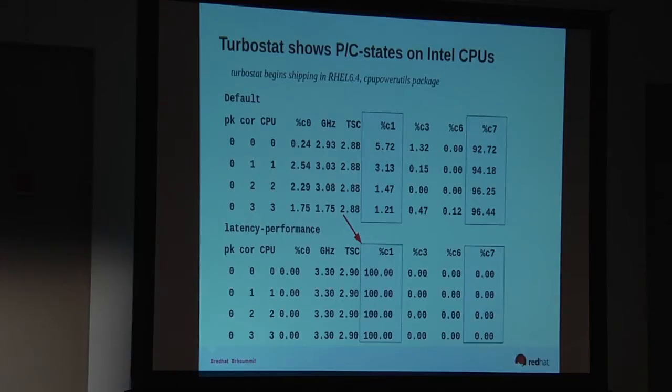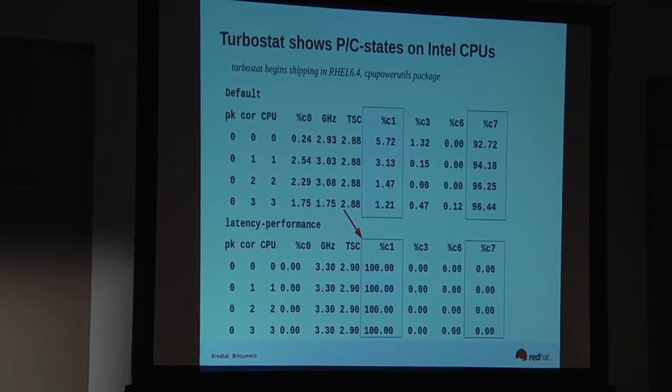But what we have here, if you look at the gray boxes, on the top side of this graph, we've got the default scenario. This is out of the box on an idle system. The CPU favors power saving. It's going to get into the deepest C state, C7. You can see most of the processor time is spent in there.